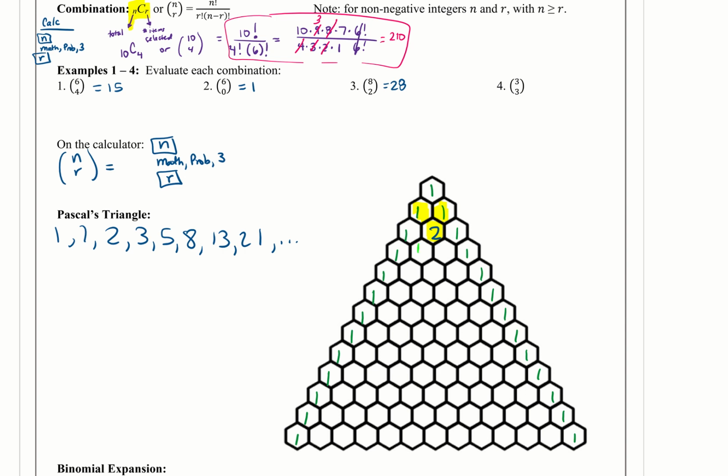And then if I want to find this space, I'll add the 2 little honeycombs above it. 1 plus 2 is 3. Same thing here. I'm just adding the 2 above. And then underneath that, I'll do 1 plus 3 is 4, 3 plus 3 is 6, 3 plus 1 is 4. So this is different than the Fibonacci sequence.